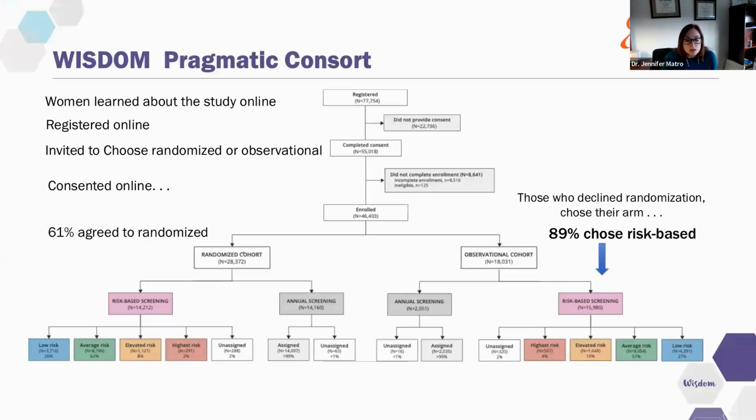So this is the cohort. Actually, I was surprised that 61% agreed to be randomized. And of the patients that didn't want to be randomized, almost 90% chose the risk-based assessment. And so this is how things were broken down.